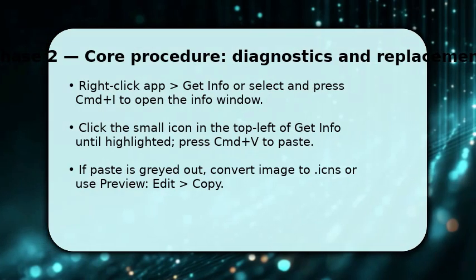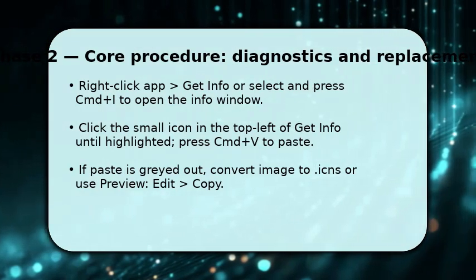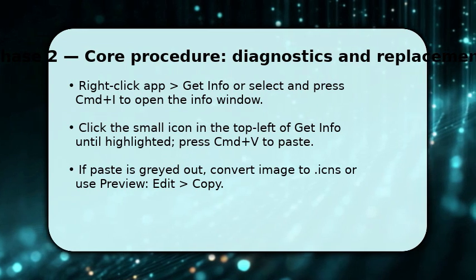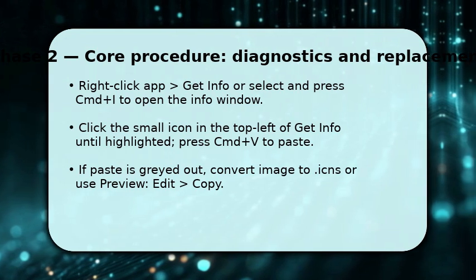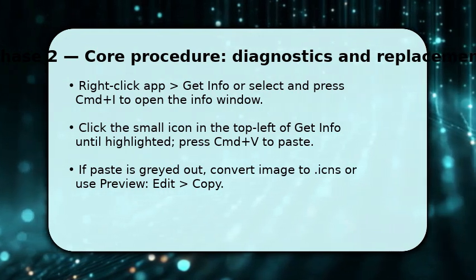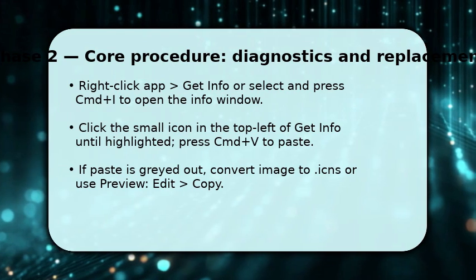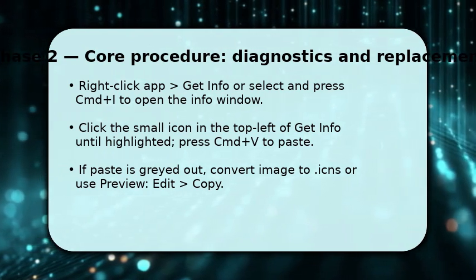Now paste the icon into the application bundle via Get Info. Click the app and press CMD+I, then click the tiny icon in the top left of that window until it highlights. This tells macOS you intend to replace the icon. Press CMD+V to paste the image you copied.